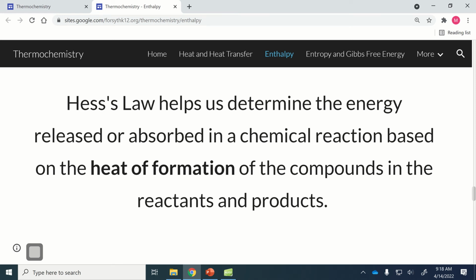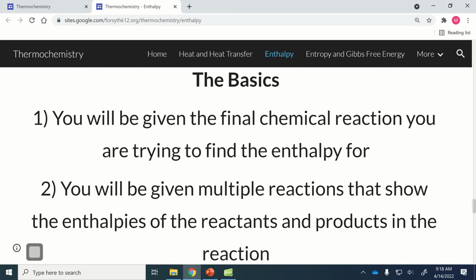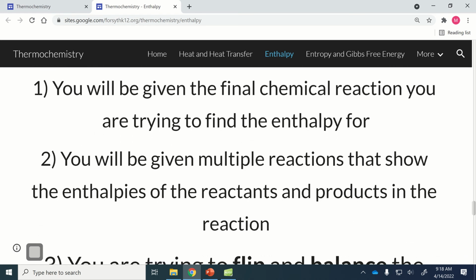So while we see a chemical reaction as one line, as one chemical equation, there are multiple pieces and bonds breaking and reforming during this process, and we have to add up and subtract all of those energies that are being absorbed or released in that process, and that's what Hess's Law is looking at. So what we basically do is you will be given the final chemical reaction you are trying to find the enthalpy for, okay? It'll say, hey, we want to find the enthalpy for this chemical reaction, okay? And most of the time it's already balanced for you. All right, it actually should be balanced for you.